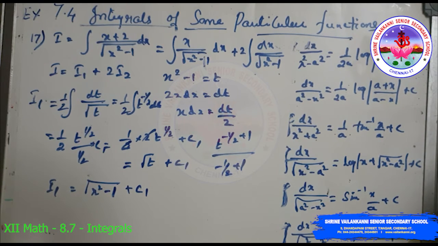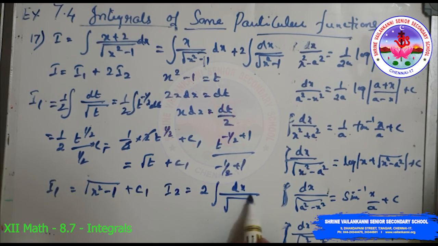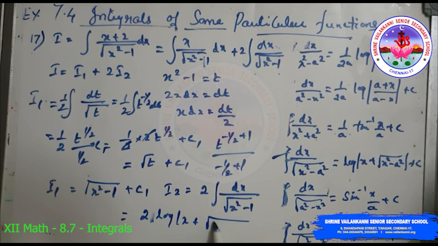So next we have to integrate I2. So I2 is 2 into dx by root of x square minus 1. So using the function dx by root of x square minus a square, here x is x and a is 1, which is equal to log of modulus of x plus root of x square minus a square plus c. So we can write this as 2 into log of modulus of x plus root of x square minus 1 plus c2.